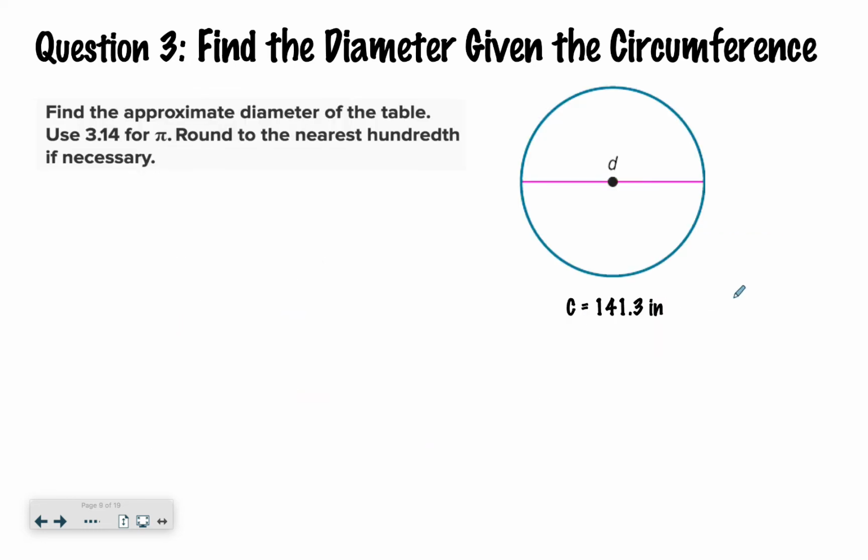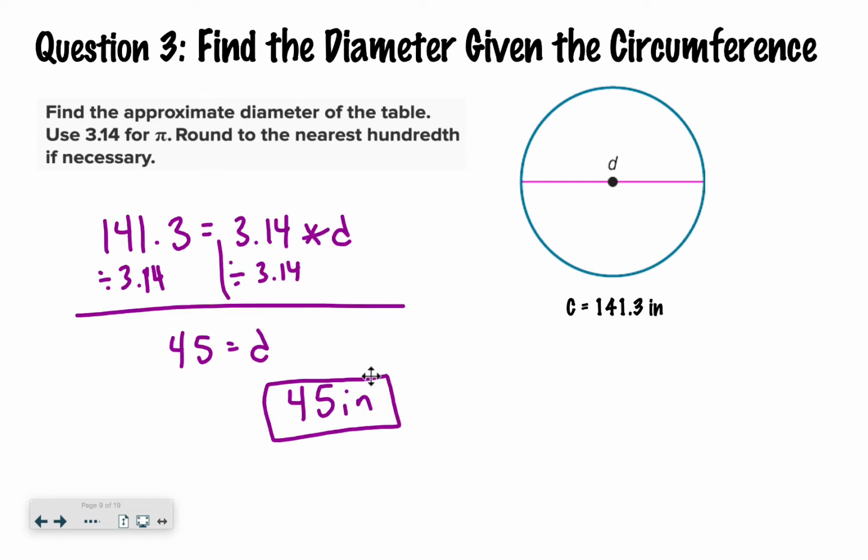Why don't you go ahead and find the approximate diameter of the table? The circumference is 141.3 inches. Good luck. All right, for this answer, hopefully you ended up with an answer of 45 inches. So be sure to divide both sides by 3.14, and this one worked out to a nice whole number. If you have questions about that, please be sure to ask for some help. I'm happy to help you.